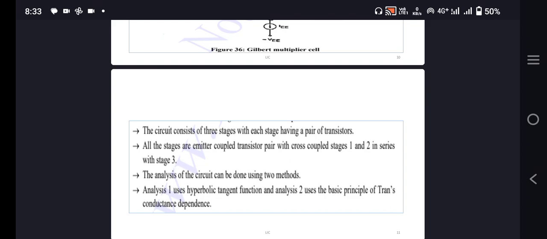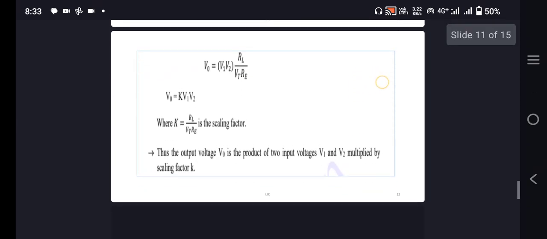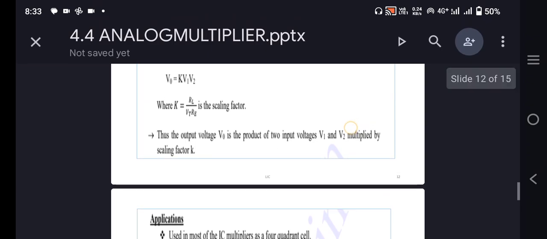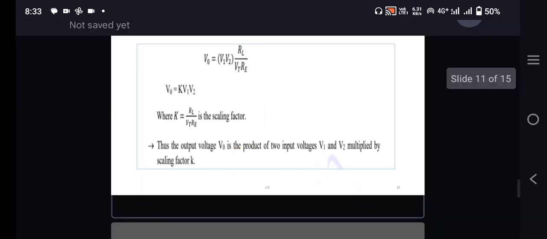The circuit consists of 3 stages, with each stage having a pair of transistors. All the stages are emitter coupled transistor pairs with cross coupled stages 1 and 2 in series with stage 3. The analysis of the circuit can be done in two methods. The output V0 is equal to K into V1 V2. K is equal to RL by VT RG, which is the scaling factor.